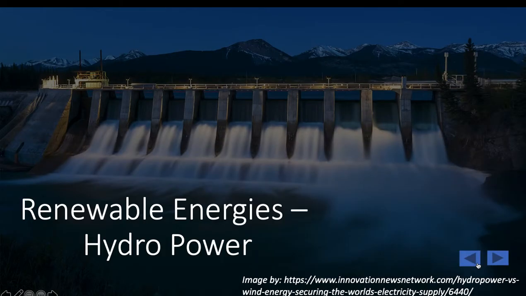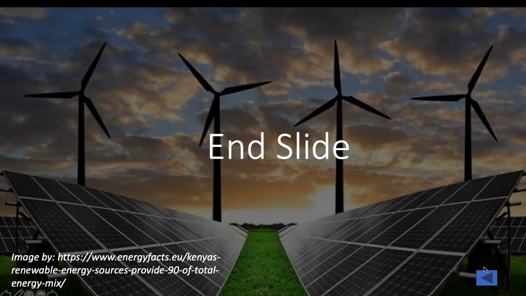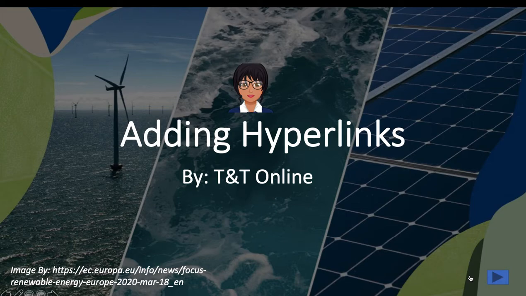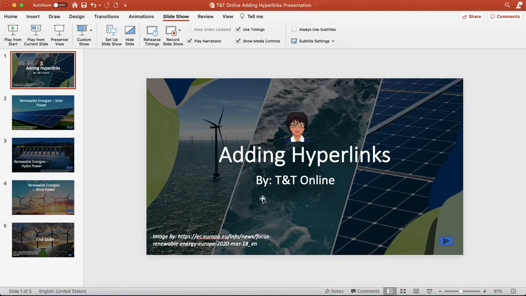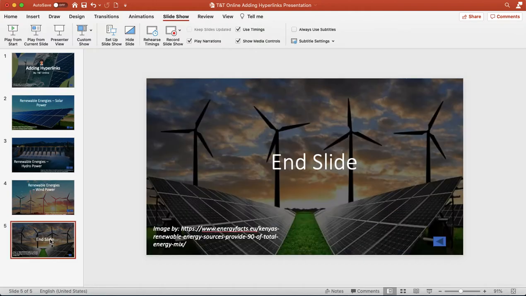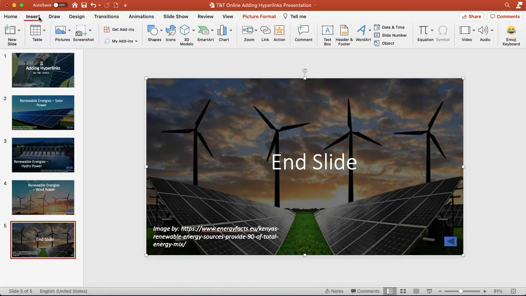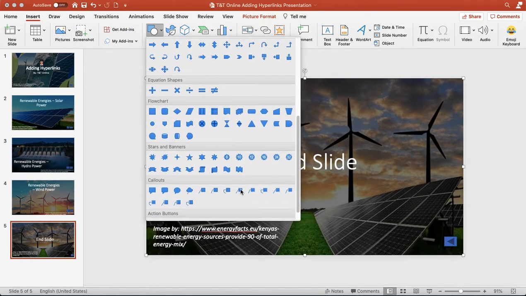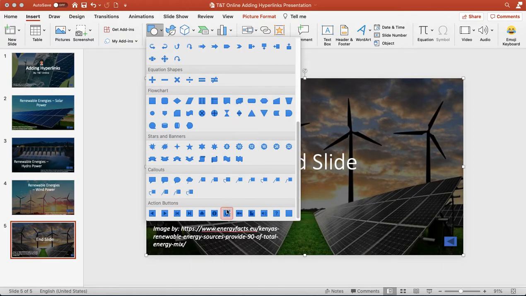Excellent. So that is how you want your presentation to be interactive. You want them to be able to go back and forward by clicking those action buttons, and it just adds an interaction to your presentation. Okay, now let's say that for the end slide, you want to put a button here where someone can go back to the beginning. So what we can do, we're going to go to Insert, we're going to go back to Shapes, and then we're just going to look for a button that can be used.